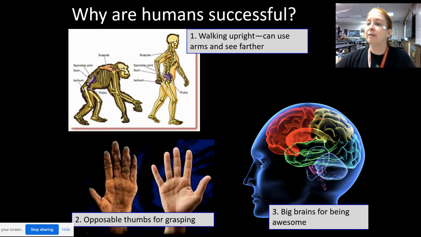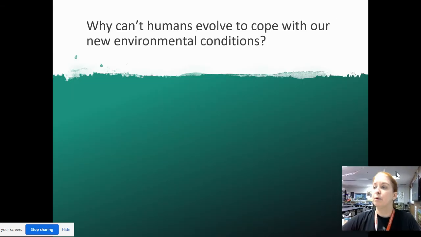We also have super big brains for being awesome. That is the official scientific term. We have larger brains that allow for greater complex thinking than other animals. So, yay, humans. All right, so moving me back down.